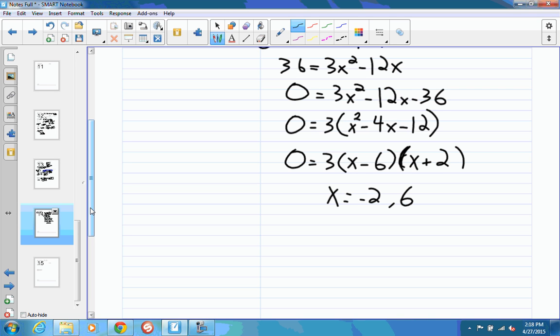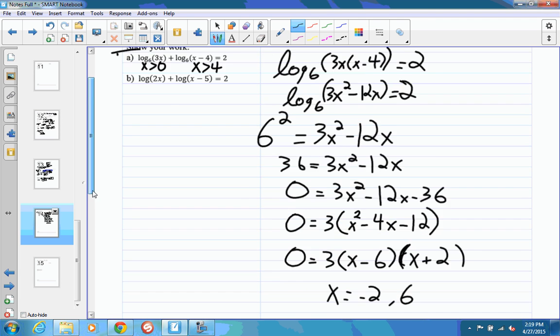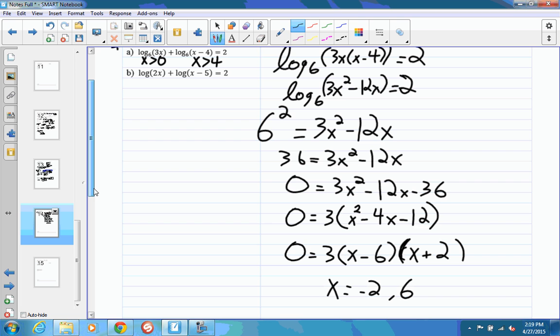Good. We need to check, especially now that we have two answers. We have to check. So negative 2 and 6. So let's go back up. I still have two logs I need to restrict. This first one's pretty easy. X has to be greater than, what's h in that first one? 0. So what's 0 divided by 3? 0. And what's this one? X has to be greater than positive 4. So 0 and 4. Which of these doesn't work?